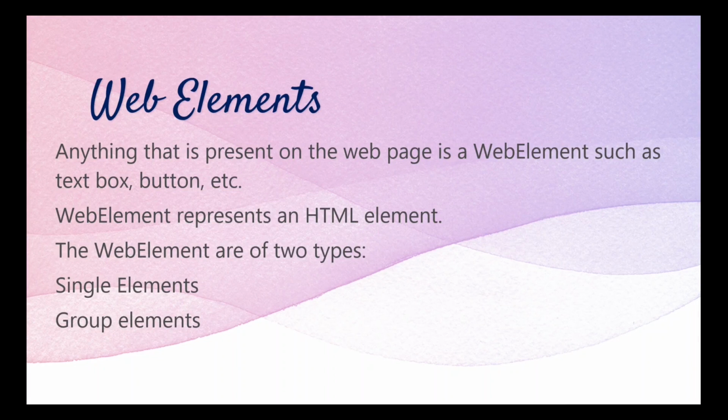First thing, what is a web element? Anything that is present on the web page is called a web element. For example, the text boxes, the drop down menu, the radio button, anything that is present on the web page is known as a web element. Let me show you this site.